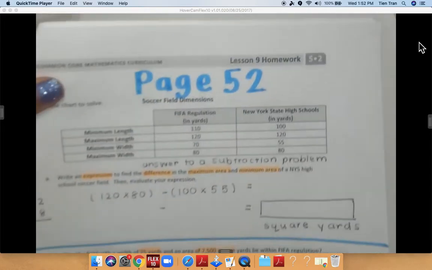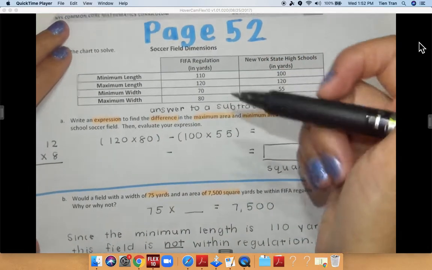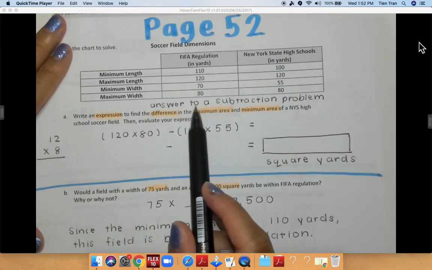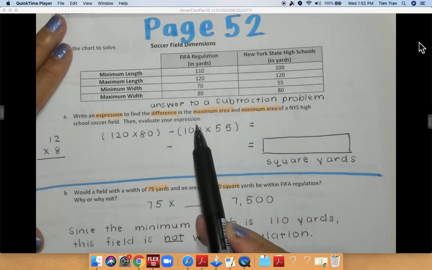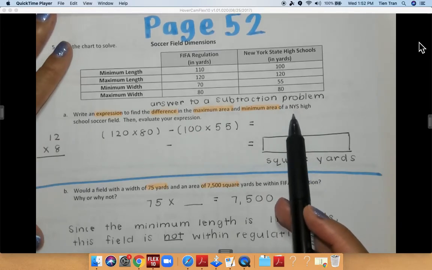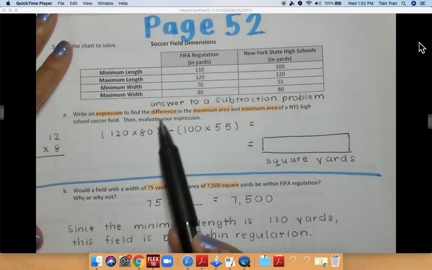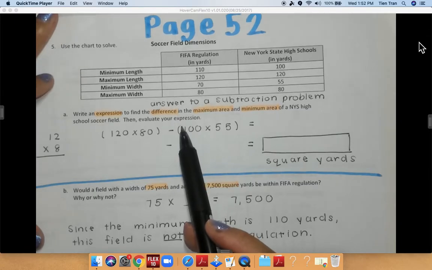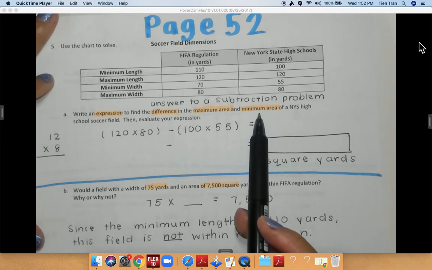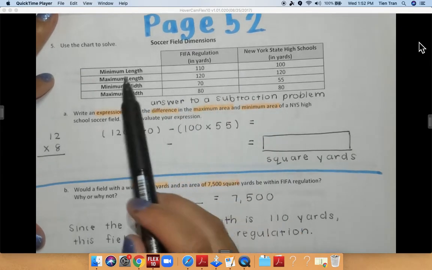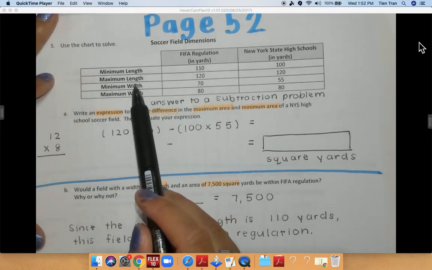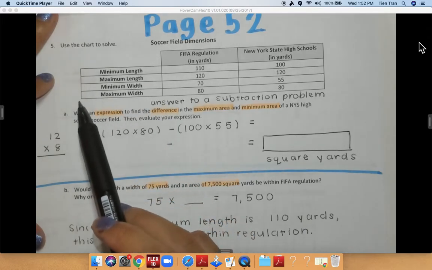We're on page 52. So right here, they're asking me to write an expression to find the difference. Difference means the answer to a subtraction problem in the maximum area and minimum area of a New York, NYS high school soccer field. Then evaluate your expression. So the first one they want me to figure out is to figure out for the maximum and the minimum area, okay? So this is maximum. We have maximum area. Oh, this is length. So maximum area, in order to find area, you're multiplying length times width.